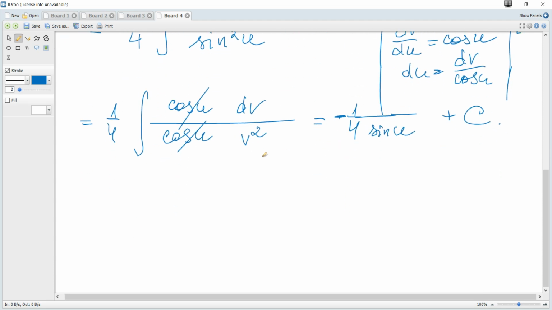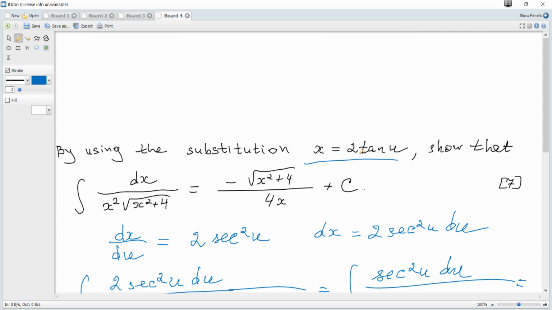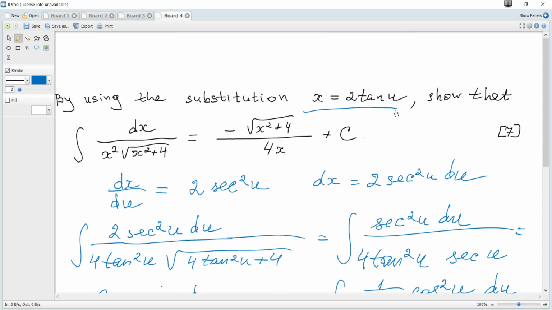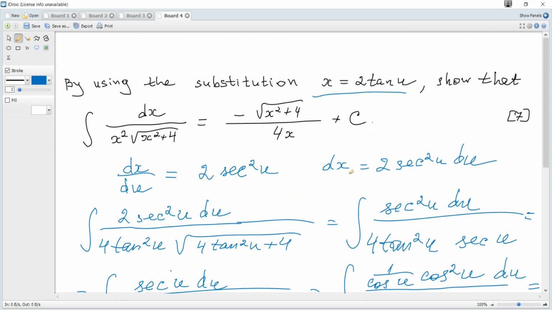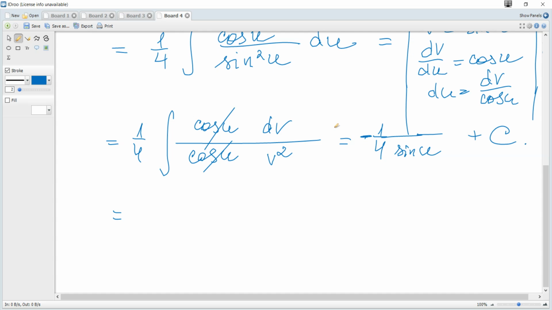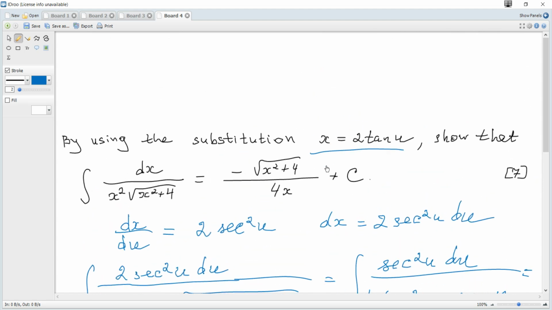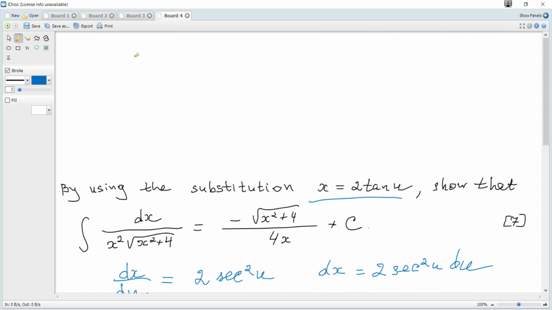And it is given that x is 2 times tangent, not a substitution that u is something in terms of x, so that we can just substitute for u and get the answer. But here we should get sine of u from tangent. And how to do that?